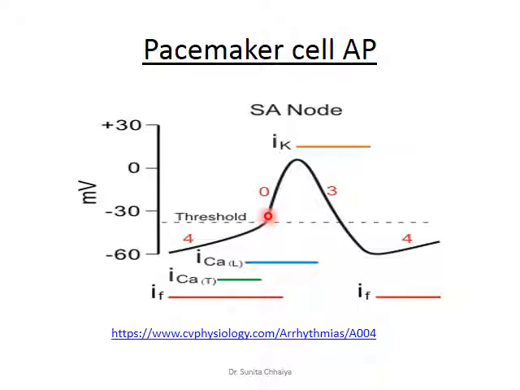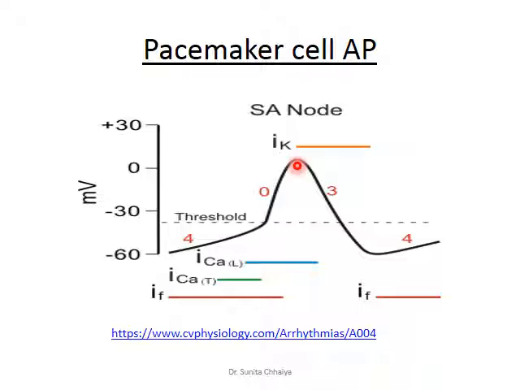So phase 0 depolarization is caused mainly by the opening of the L type calcium channel. Both the other channels, the T type calcium channel and the IF current, are now in a closed state. The movement of calcium through the L type calcium channel is not rapid, so it is a slow current, and that is why the rate of depolarization, or we can say the slope of phase 0, is slower.